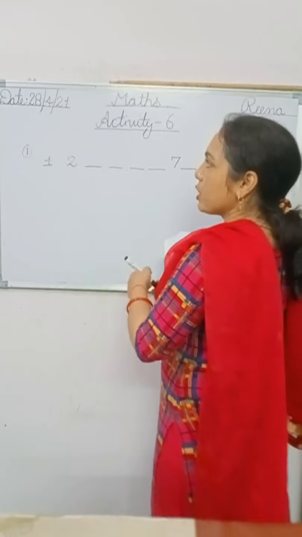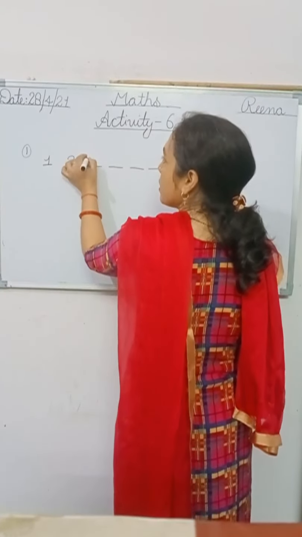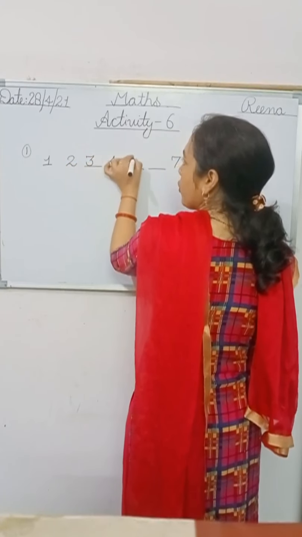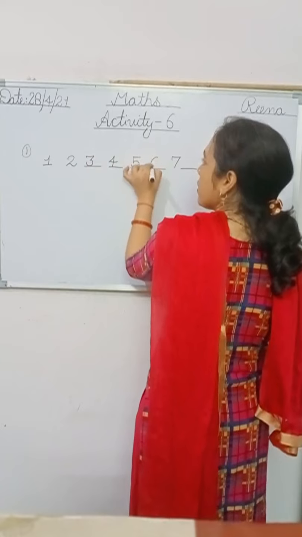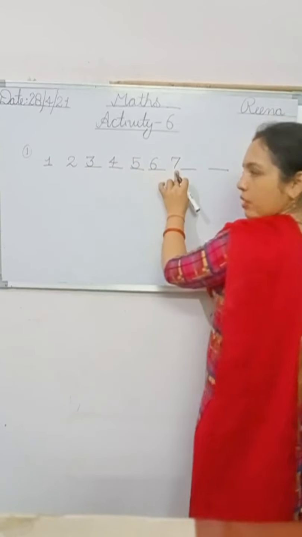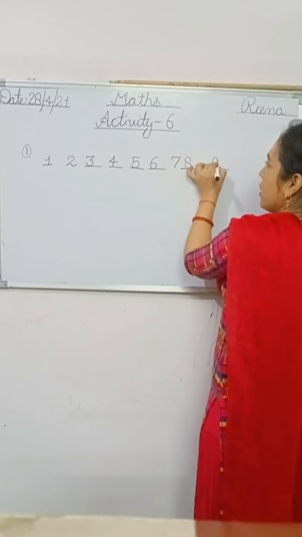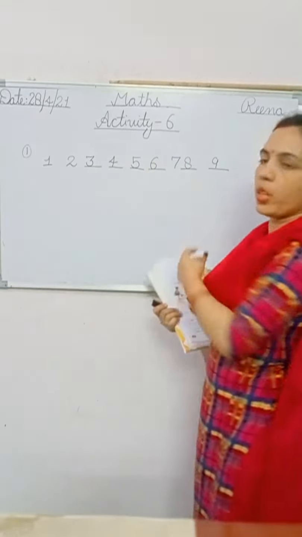Then after 2, which number comes? 3. After 3, which number comes? 4. After 4, 5. After 5, 6. After 6, 7 is given. After 7, 8. And after 8, 9. Okay. Now this is your answer.